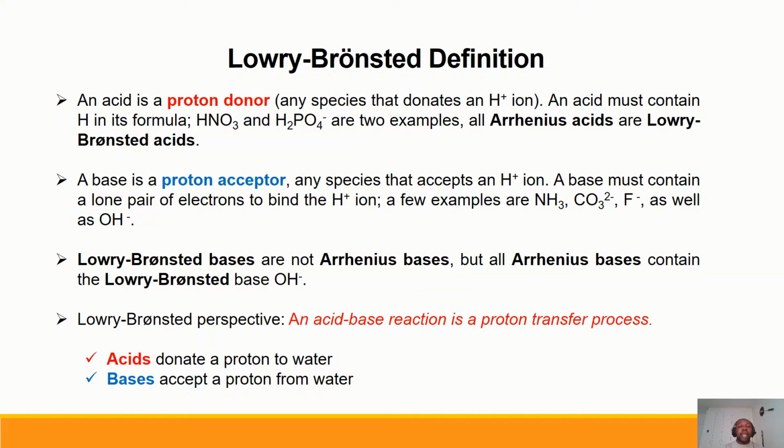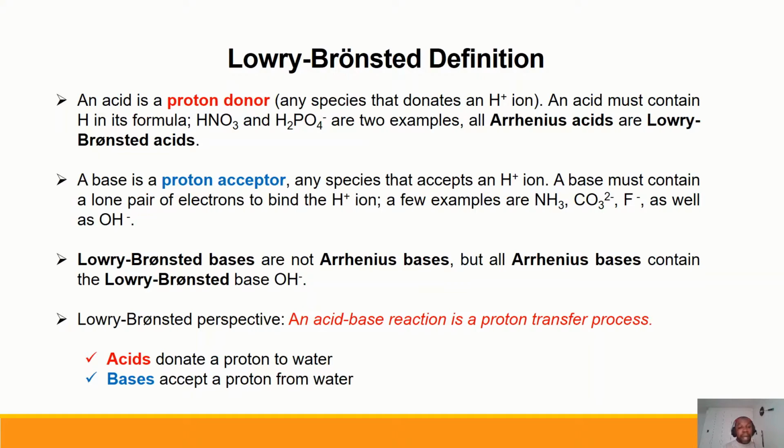So that means an acid must contain H in its formula. So for example, you can see nitric acid has H in its formula. So all Arrhenius acids are Lowry-Bronsted acids because the two of them are generally saying the same thing. Arrhenius is saying that when they dissociate in water, they're going to give you H+. And before you can give H+, you must have H in the formula.